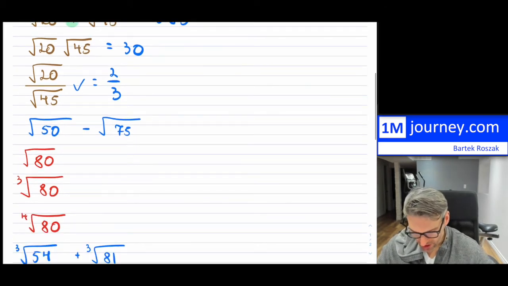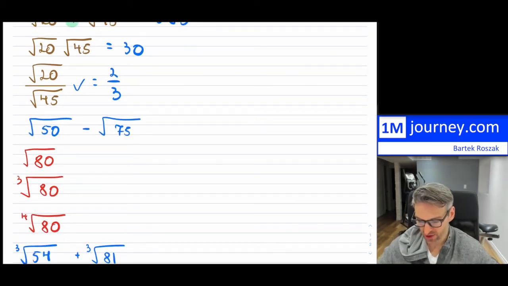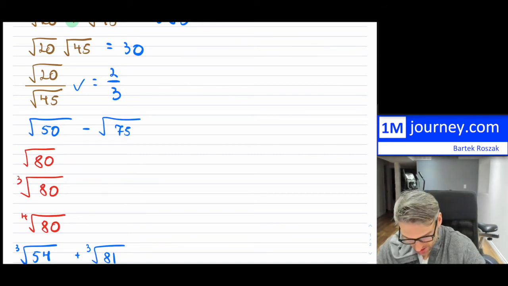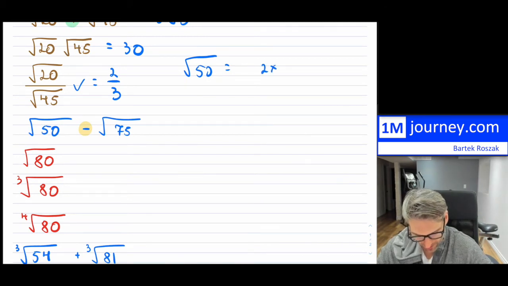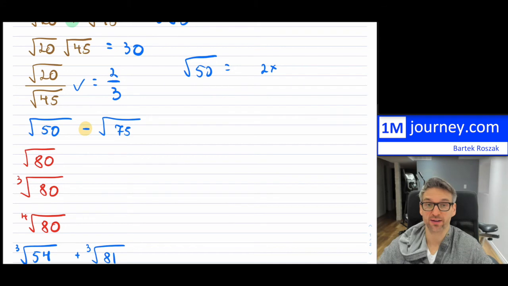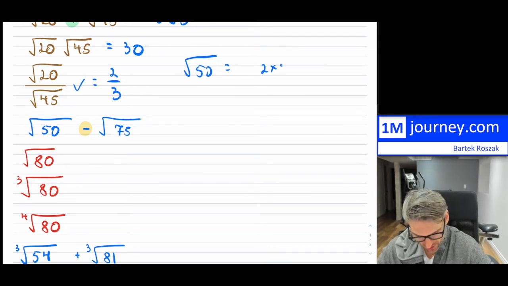So here's the next one, right? It's the square root of 50 minus the square root of 75. In this case, because I am subtracting, let me prime factorize. The square root of 50: that's going to be 2 times 25, and 25 is just 5 squared. So that's the first one.